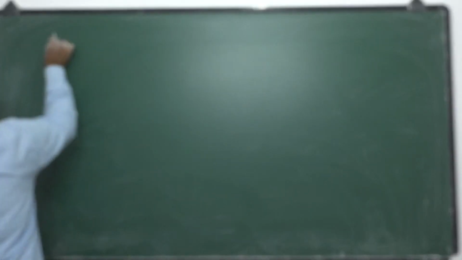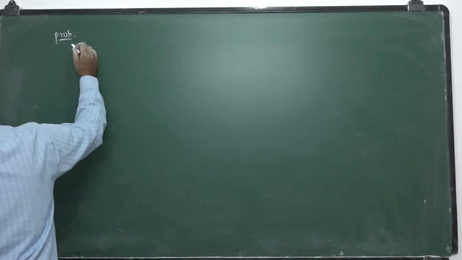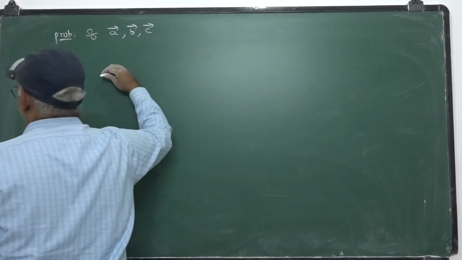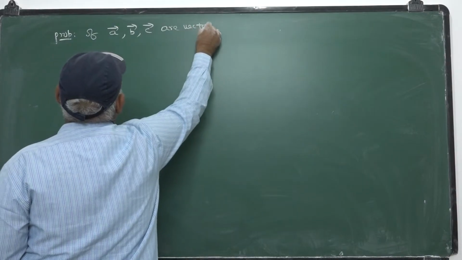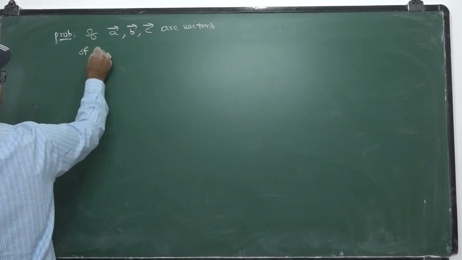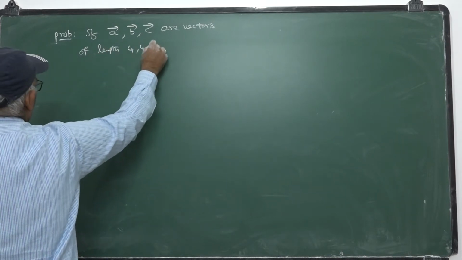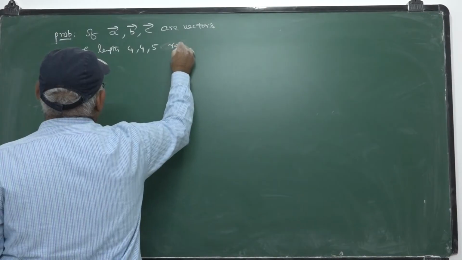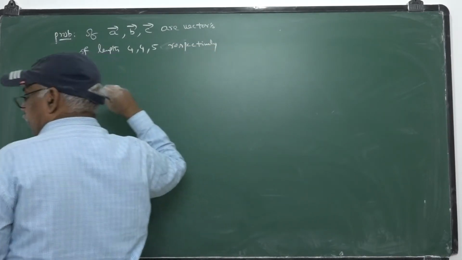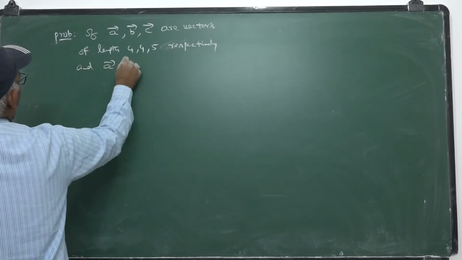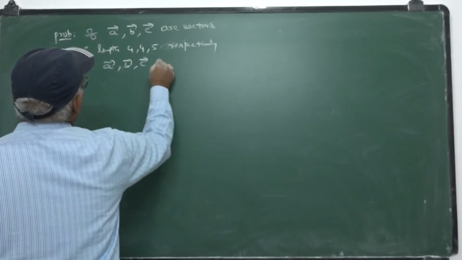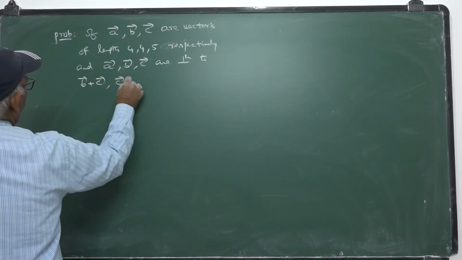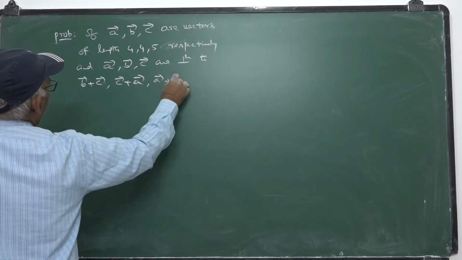Next, if A bar, B bar, C bar are vectors of length 4, 4, 5 respectively, of course, and A bar, B bar, C bar are perpendicular to B bar plus C bar, C bar plus A bar, and A bar plus B bar respectively.